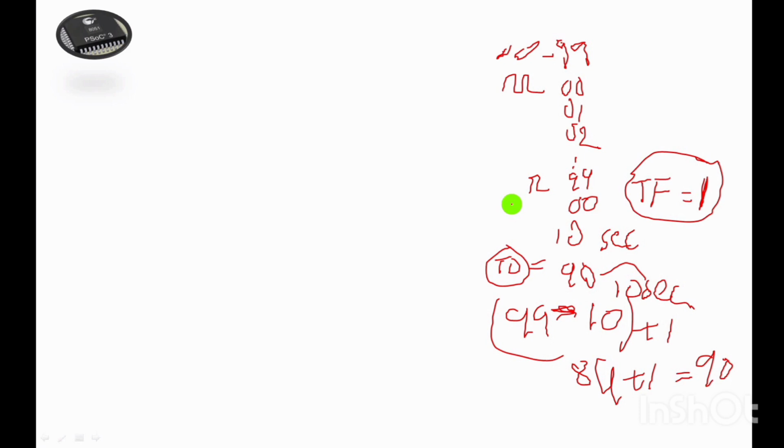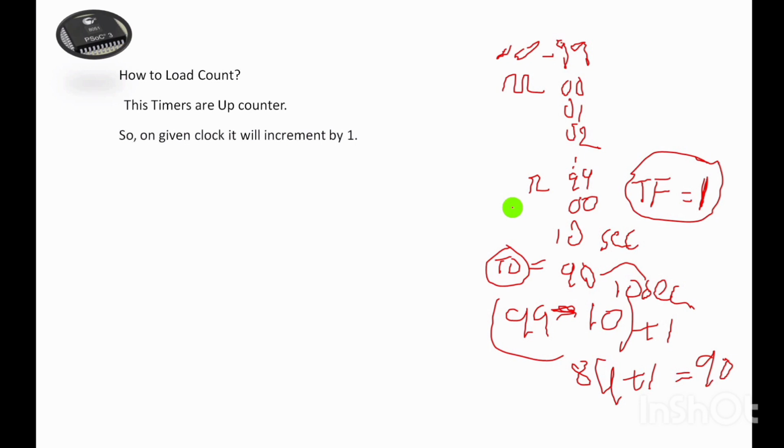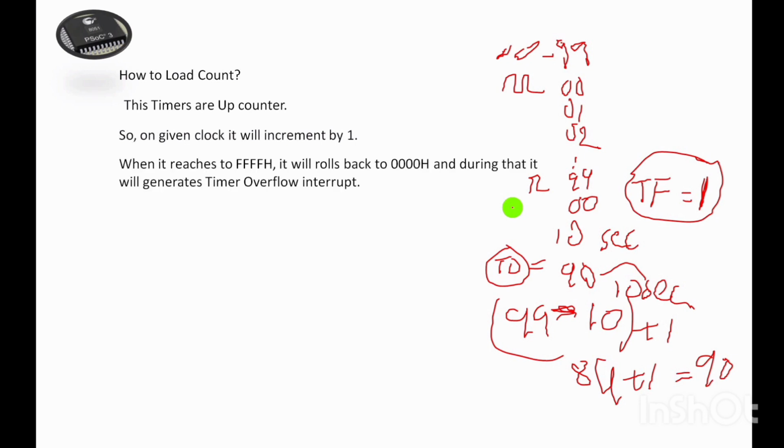The steps to load initial count in timer are: the timers are up counters. So for every clock pulse, it will count 1. So whenever it reaches FFFF, if it is a 16-bit counter, it rolls back to 0000. So during that, it will generate timer overflow. So the corresponding TF flag will be set.